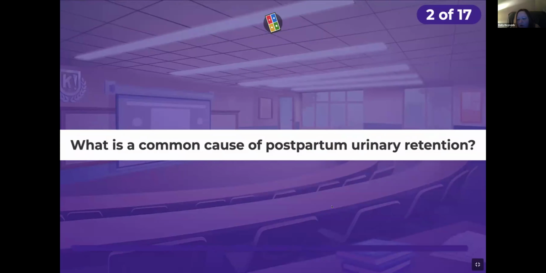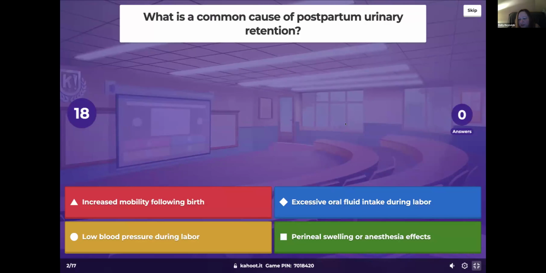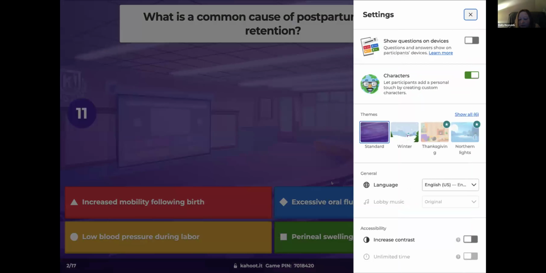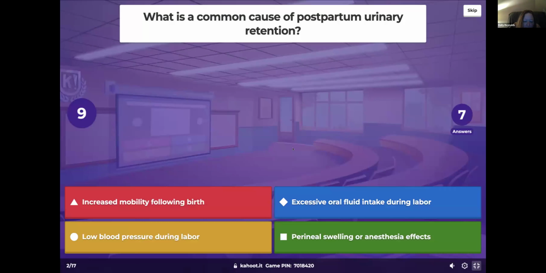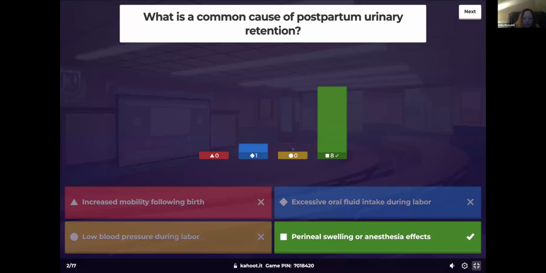What is a common cause of postpartum urinary retention? Increased mobility following birth, excessive oral fluid intake during labor, low blood pressure during labor, or perineal swelling or anesthesia effects. Excellent. What do we have to do with our epidurals?